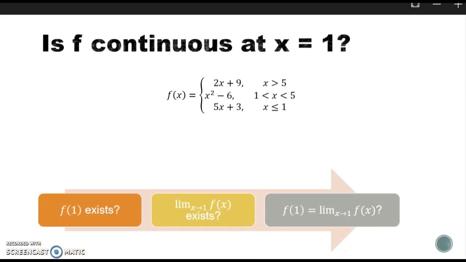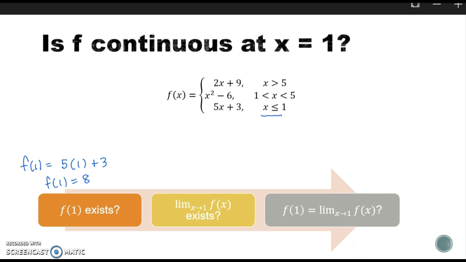All right, so for piecewise functions, we might want to test to see if the function is continuous where the two pieces of the function join together. So at x equals 1, if I want to test to see if this function is continuous, the first thing I should do is look for, does f of 1 exist? Well, f is defined at x equals 1, so f of 1 is defined as 5 times 1 plus 3. So f of 1 exists, and it's equal to 8.